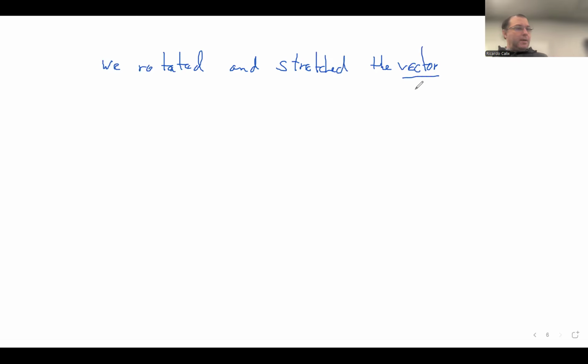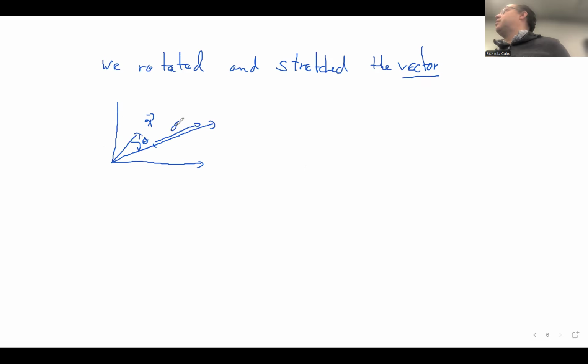Okay? So here, we can write this out again. We have the original vector x, and it becomes some other vector. We rotate it by an angle. Okay? And, if you think about it from here, it gets stretched by some factor that we're going to determine. Okay, so that's what matrices do essentially.